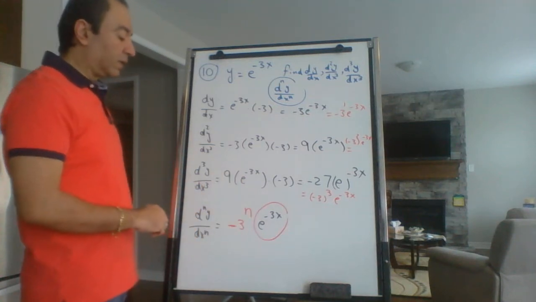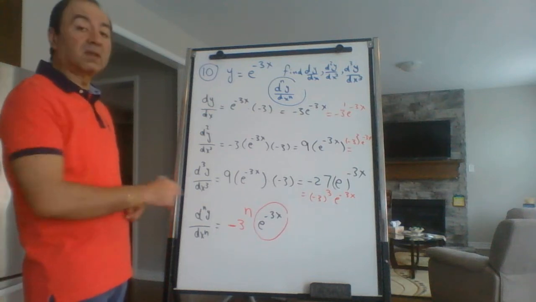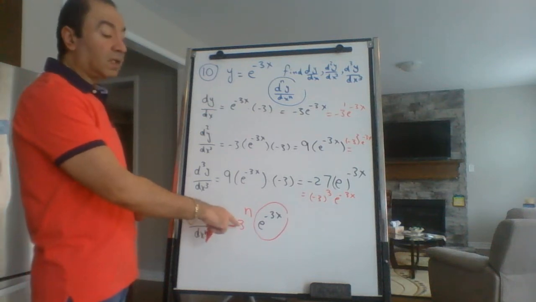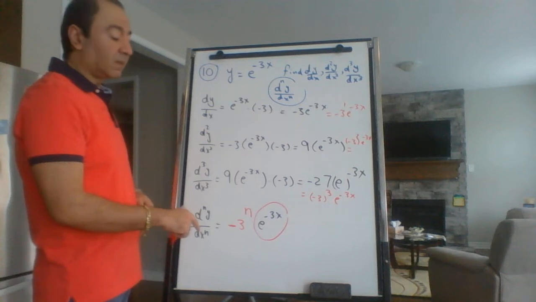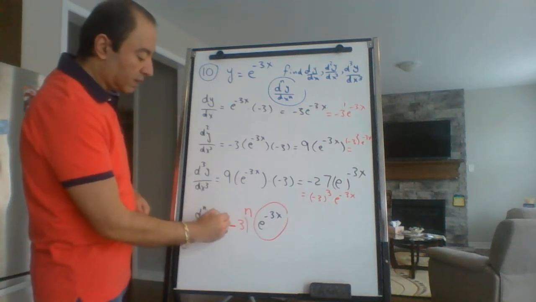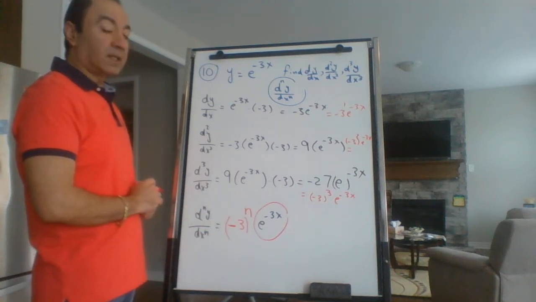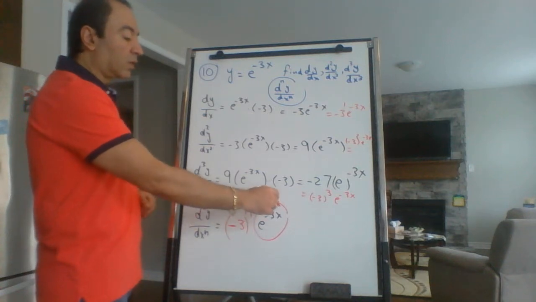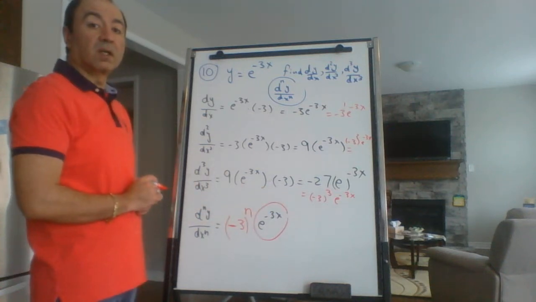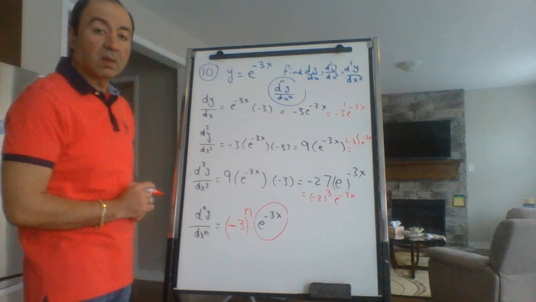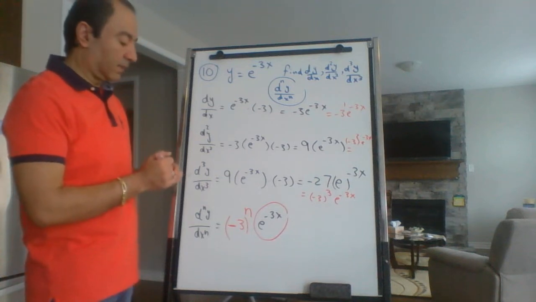So if you want to find, for example, the 50th derivative, it will be negative 3 to the power of 50, between brackets of course. Yes, it is negative 3 to the power of 50 times e to the power of negative 3x. Okay, so this is number 10.